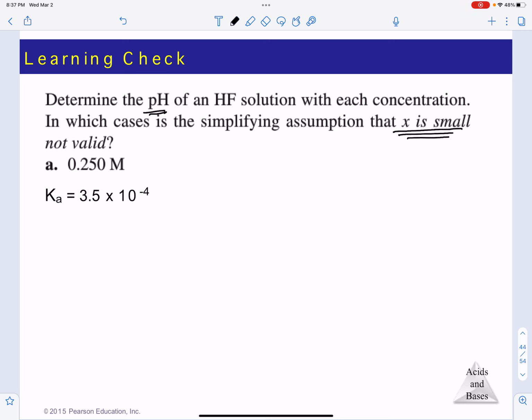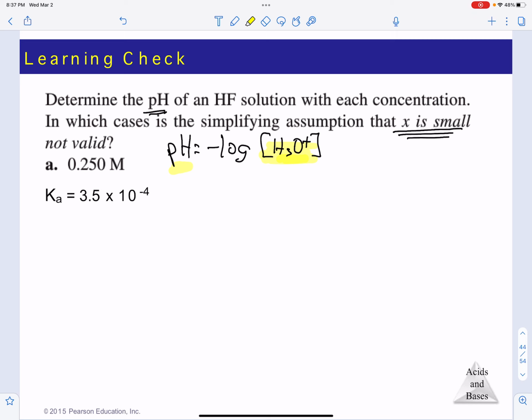So let's see how we're going to do this. We're trying to determine the pH. We know that pH equals the minus log of the hydronium. So we basically have to find the hydronium. That's what we're trying to find. If we can find the hydronium, then we can tell you the pH.